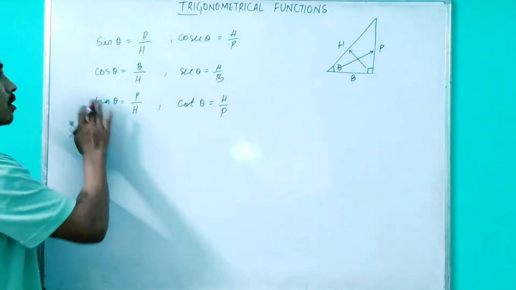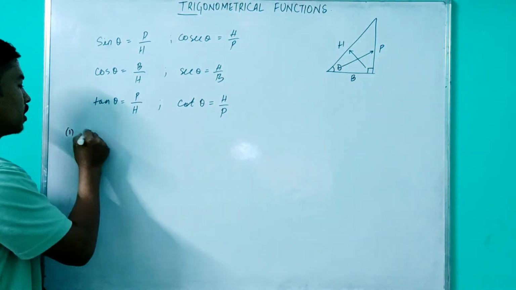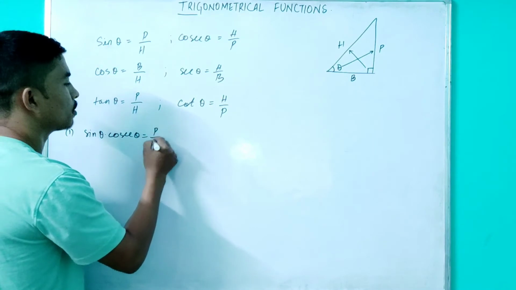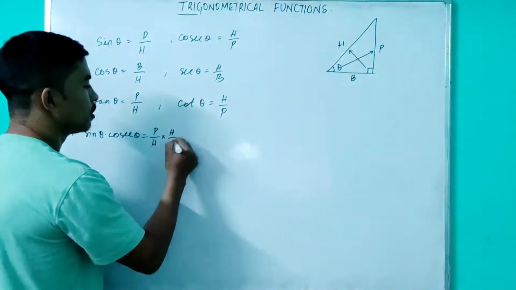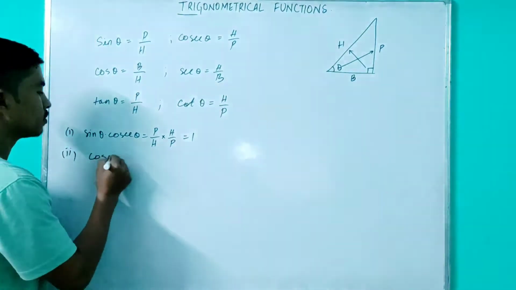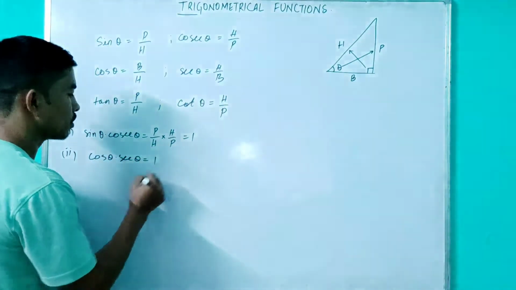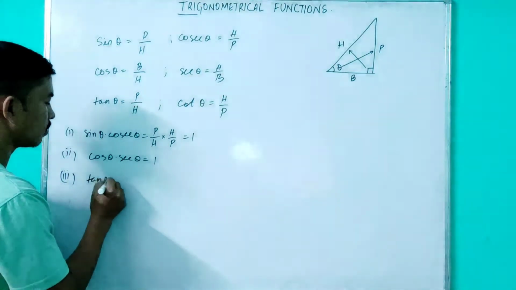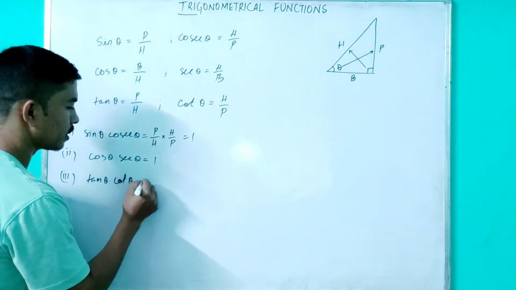Thus the first basic formula we have is the reciprocal relation. If I multiply sine theta into cosec theta, how much will I get? It is perpendicular by hypotenuse into hypotenuse by perpendicular, which is equal to 1. Similarly, if I multiply cos theta into sec theta, that will also give me 1. And the third one is, if I multiply tan theta with cot theta, that also gives 1.